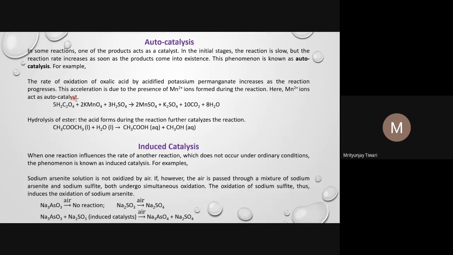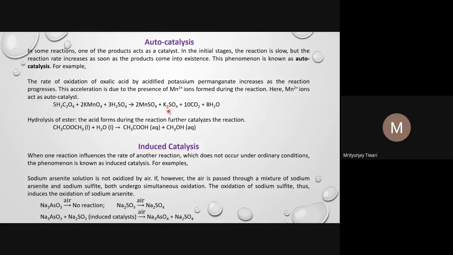If you look at the example, the oxidation of oxalic acid by acidified potassium permanganate speeds up as the reaction progresses, and this acceleration is due to the manganese 2 plus ions formed during the reaction, so the manganese 2 plus ions act as an autocatalyst here. If you look at the example, oxalic acid reacts with KMnO4, potassium permanganate, in the presence of sulfuric acid, and we see the formation of MnSO4, manganese sulfate, plus K2SO4, carbon dioxide and water, and the coefficients are used to balance this reaction that we know.